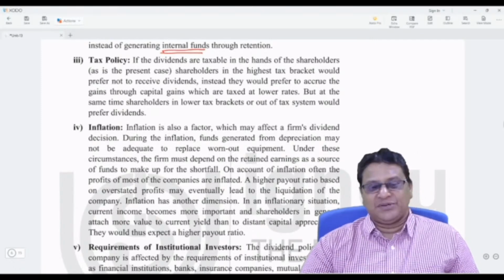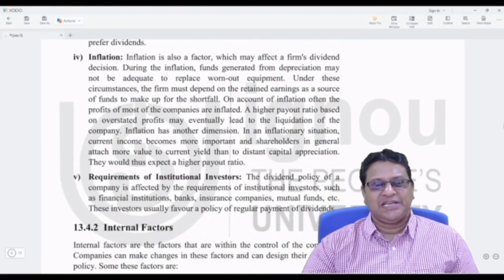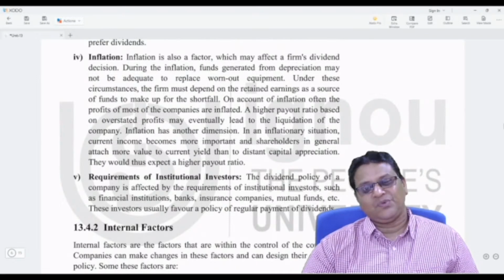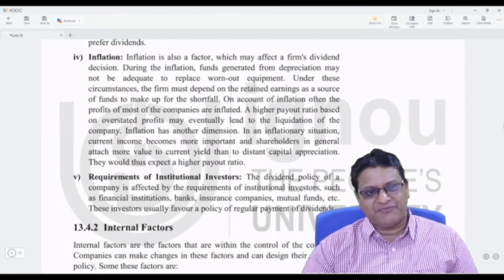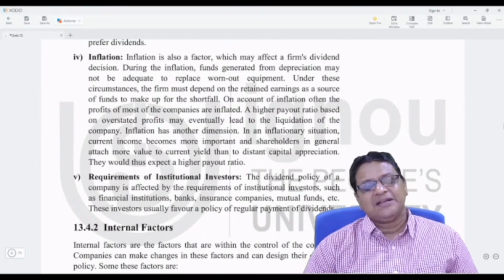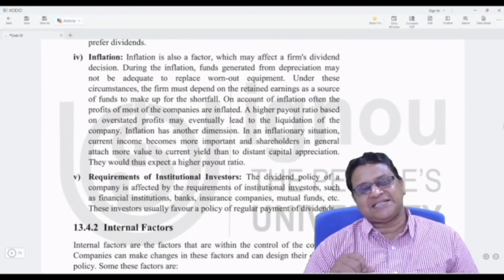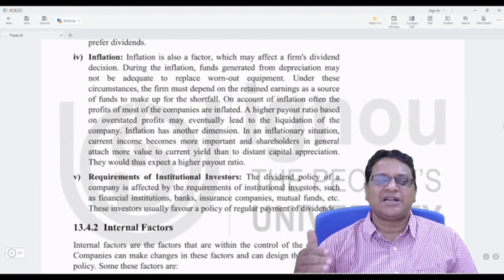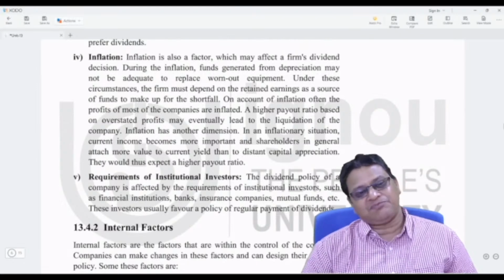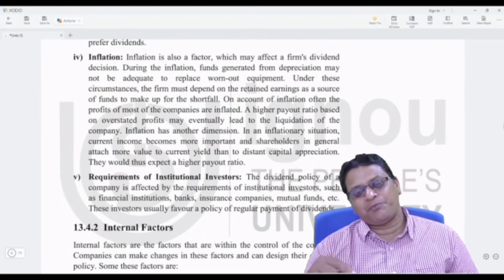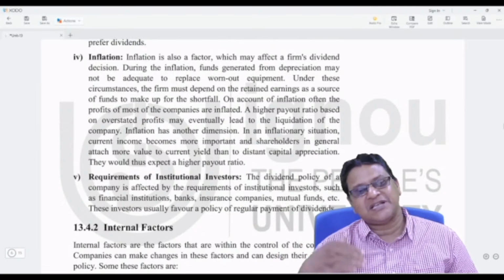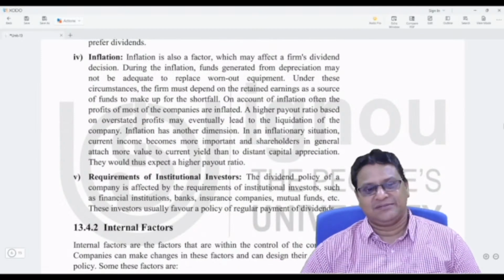The next point which affects the dividend policy is inflation. What is inflation? Inflation is an economic situation where there is a steady rise in the price of goods and services for a long period of time. So a steady rise of the price of goods and services is known as inflation.